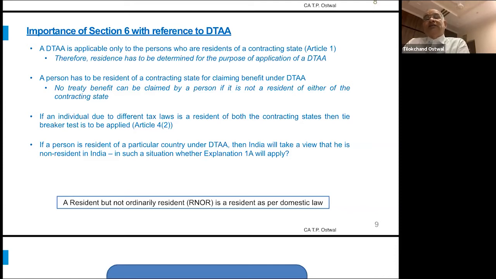And then once you become resident of that country, India has taken a view: if you are a resident of a foreign country, you will be regarded as a non-resident of India under the treaty and for all purposes. And therefore this becomes beneficial.